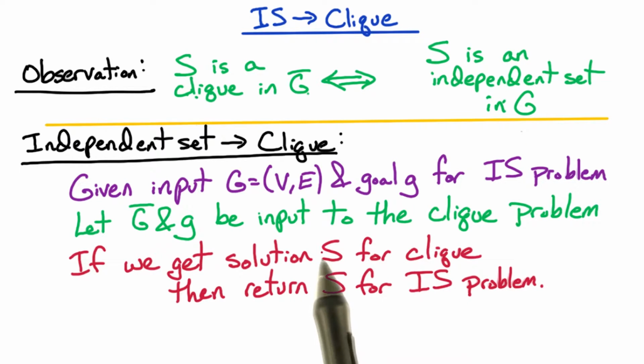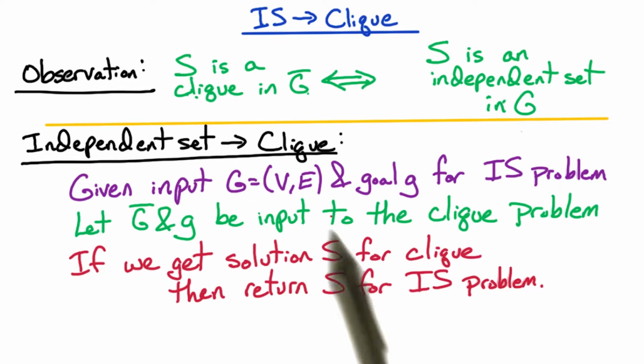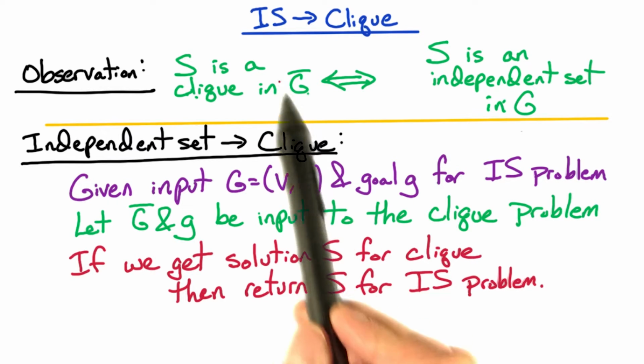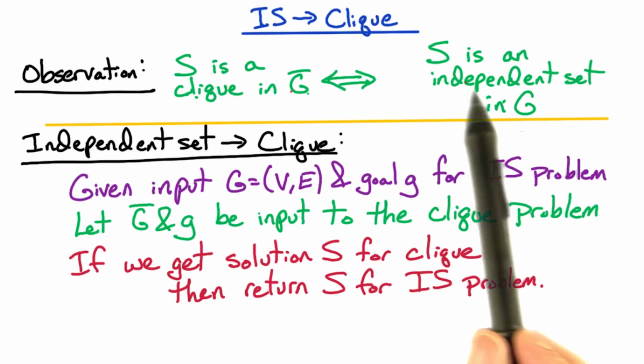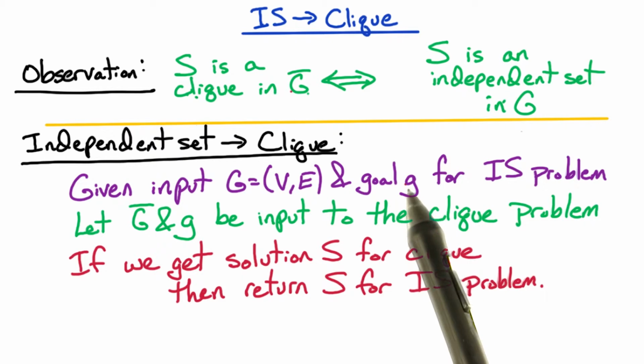Now if we get a solution S for the clique problem, that means that S is a clique of size at least little g in G bar. Then we return S as a solution to the independent set problem, because we know S is an independent set of size at least little g in the original graph capital G.